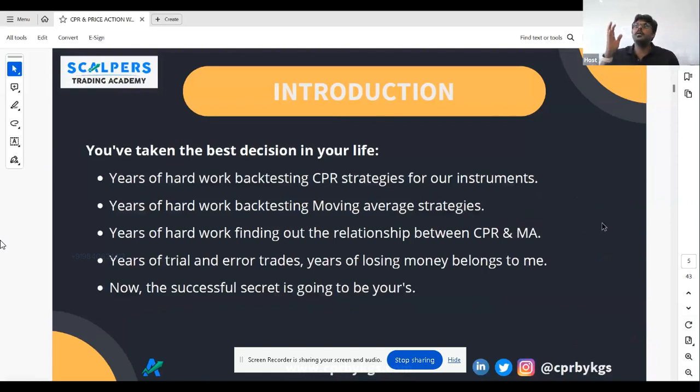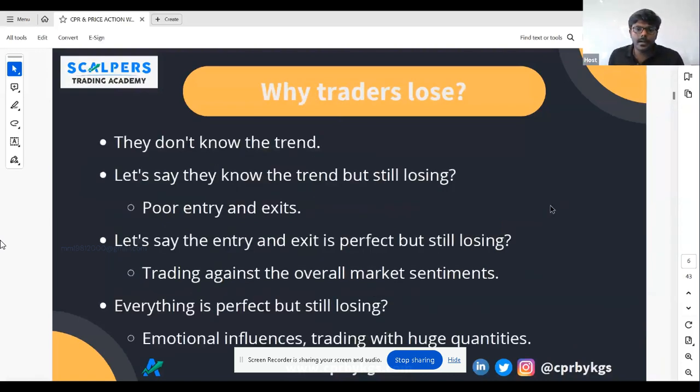So now you have to put in your hard work. You have to backtest a lot of charts to gain the confidence. You have to take some live trades to gain the confidence. Only then you can take trading seriously. Now, in general, why do traders lose money?